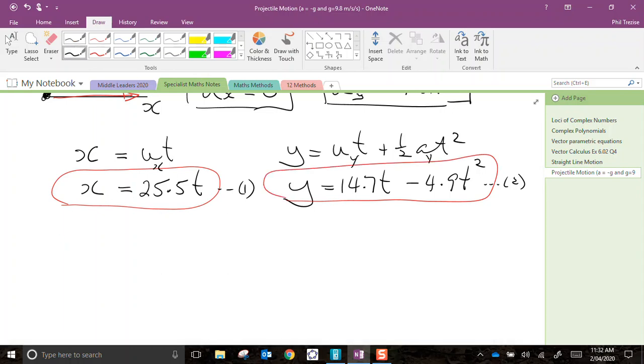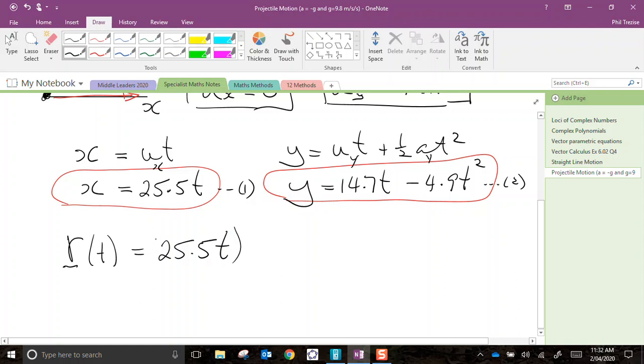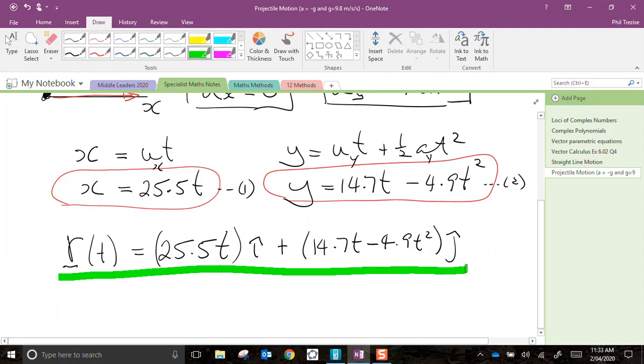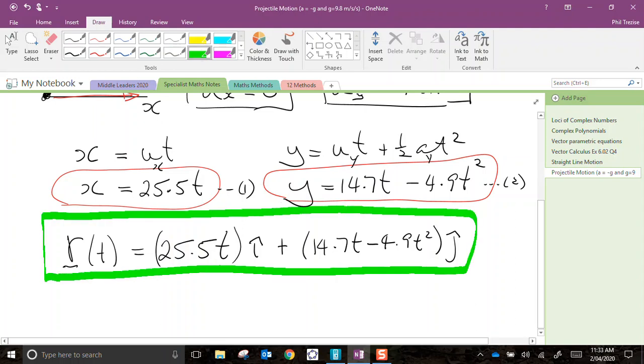The vector equation, so the position vector r as a function of time, it'll be the x coordinate, 25.5 t, multiplied by basis vector i, plus the y coordinate, 14.7 t minus 4.9 t squared, by basis vector j. That's our first answer. That's the vector equation for the particle, the path that it follows.